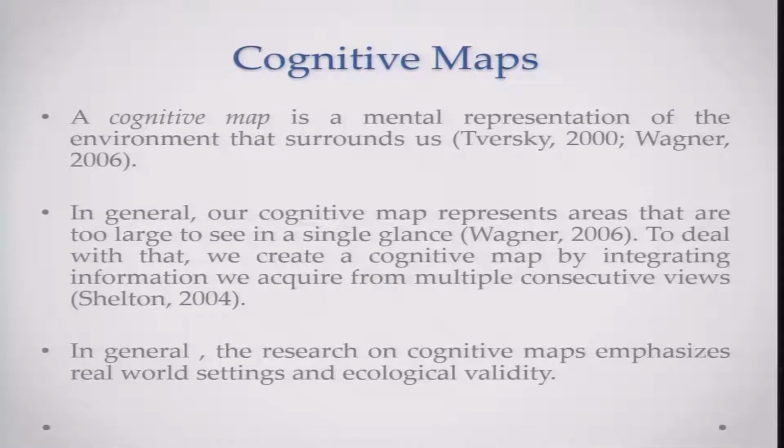To deal with this large set of information, we create a cognitive map by integrating information that we acquire from multiple consecutive views. We have been there so many times. Each time we get a snapshot, we note some information about this place. Next time you go again, you again get a snapshot, you again get some more information. You keep adding information with each successive visit to this place. So, there are so many mental images, and you collate all of them together to create a cognitive map of the entire departmental store. That is pretty much what we will be talking about today.